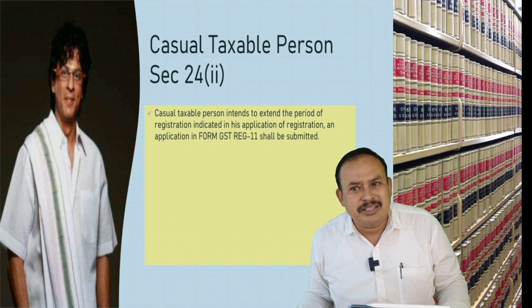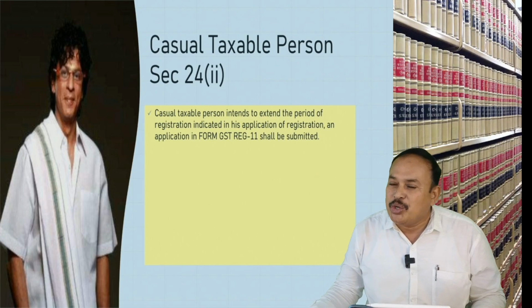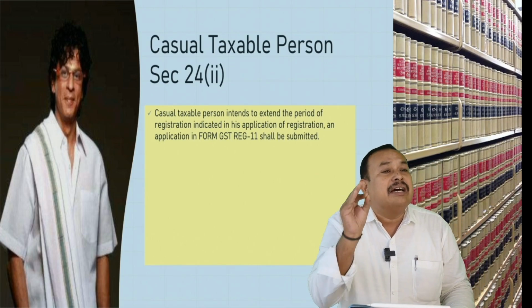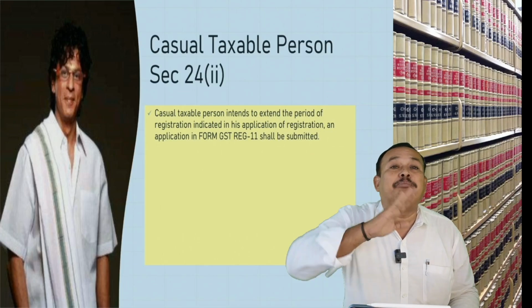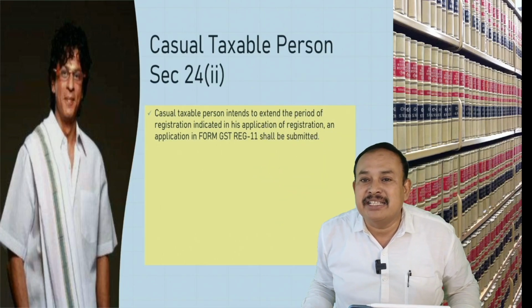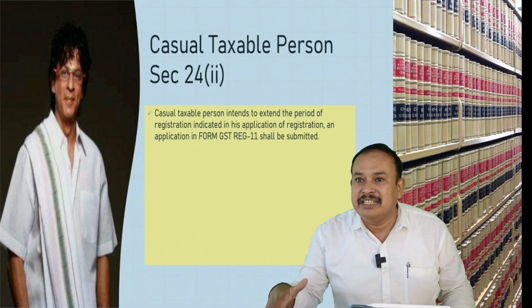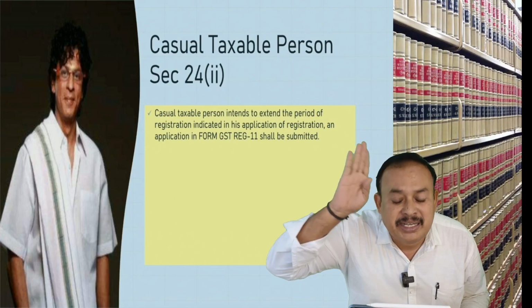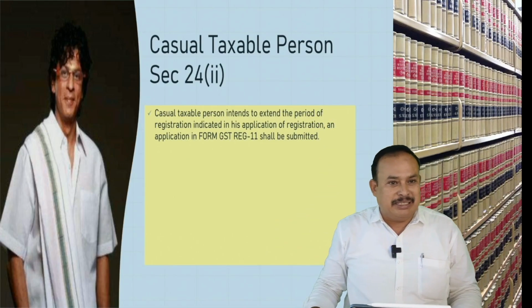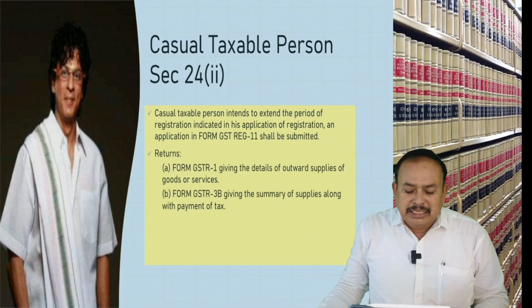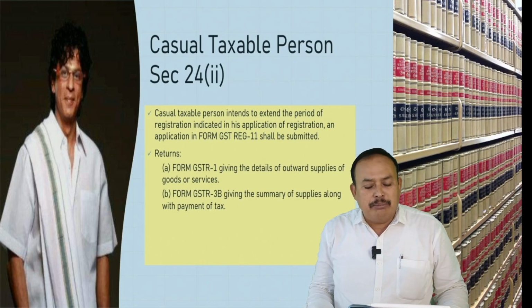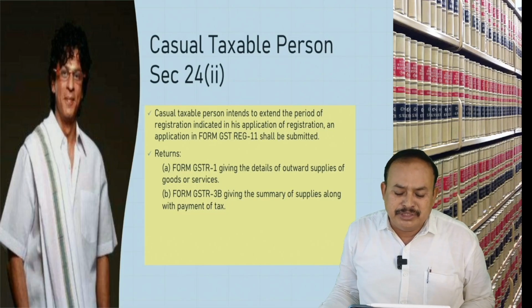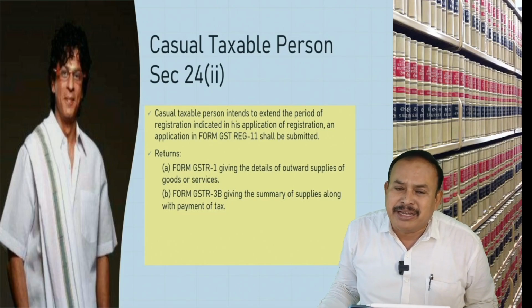You get my point? So from this, what you understand is that a casual taxable person remains a casual person for a maximum period of 180 days, which consists of the first lot of 90 days and the extended lot of 90 days. Is it clear, my dear? He should submit Form GSTR-1 and also Form GSTR-3B.